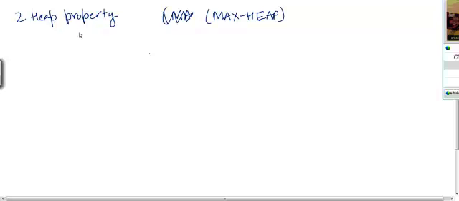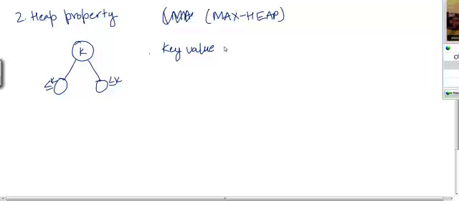The heap property is that if I look at any node, if I look at any child of this node, so let's say the value of the key here is k, the value of these two elements must be less than or equal to k. Okay, so the key value of parent must be greater than or equal to the key value of all children.